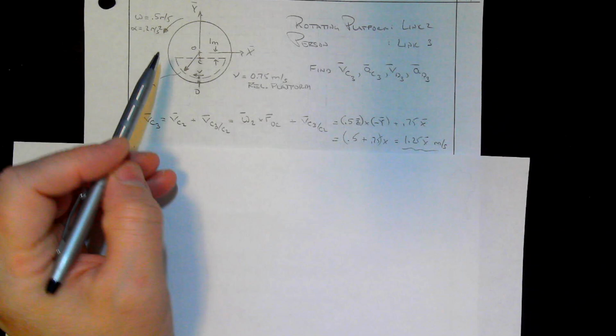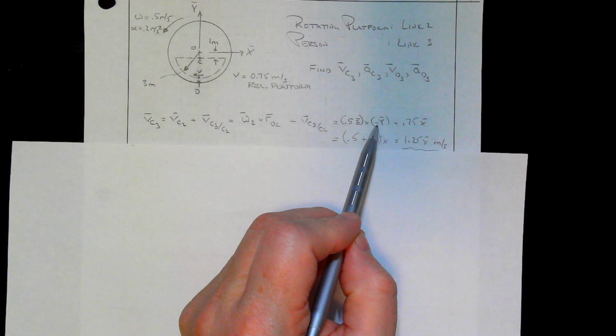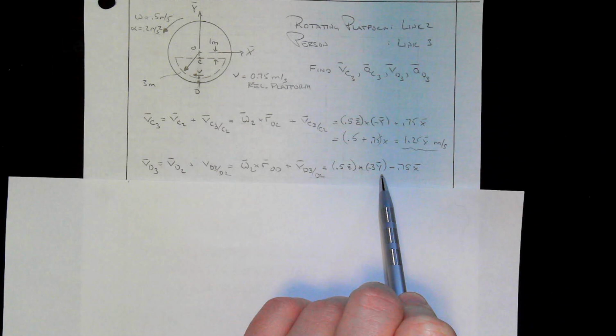So we know what the merry-go-round is doing. It's spinning counterclockwise, so omega is 0.5 radians per second, and it's speeding up. Alpha is 0.2 radians per second squared. Now, with respect to the path, the velocity relative to if somebody was sitting here watching you walk, your velocity as you walk along this path is absolutely constant, 0.75 meters per second.